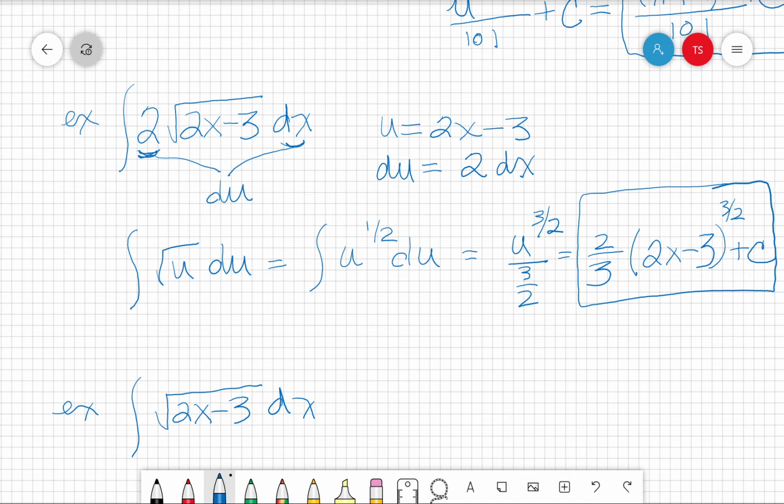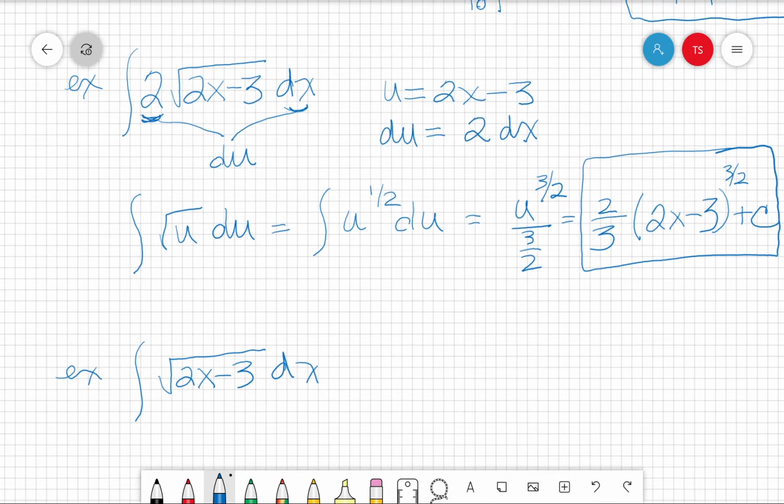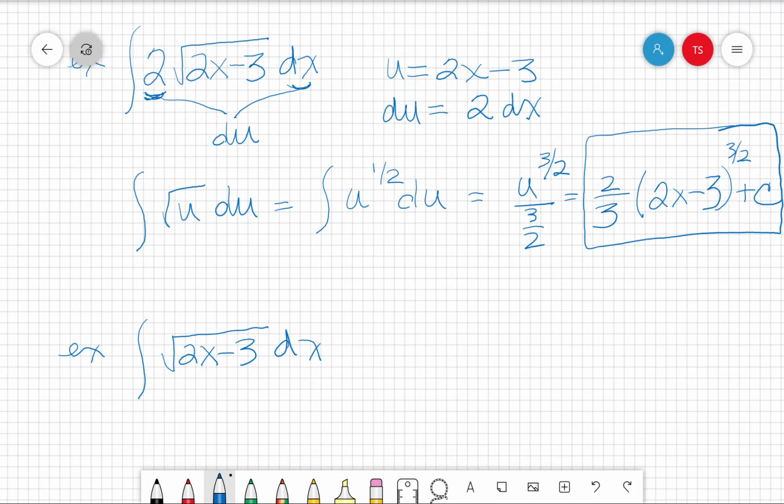So in this example, we'll look at a problem where we're not given the entire derivative of our inside function. So we have the integral of square root of 2x minus 3 dx. We let u equal 2x minus 3. du is equal to 2 dx. And so we don't have this 2 here. So we need to account for that.